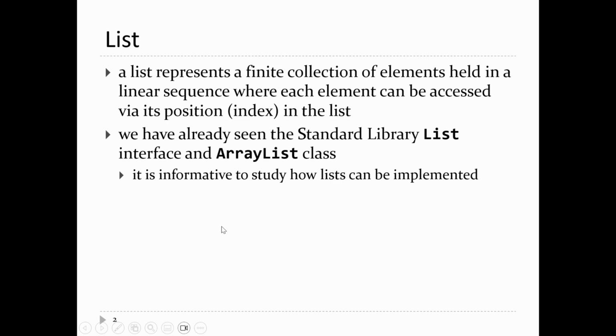All right, so remember what a list is. A list represents a finite collection of elements held in a linear sequence. Every element has an index, so you can access the element via its position. And we used ArrayList quite a bit in this course. It's useful to study how these lists can be implemented. It tells you something about the computational complexity of the list operations, and why they have the complexity that they do.